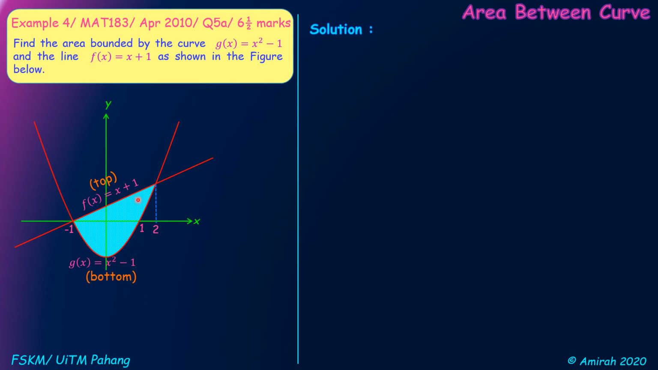So from the shaded region here, it is clear that f(x) is the top function and g(x) is the bottom function for the shaded region only. Then we can find the area of the shaded region here. In the previous slide, we discussed that you need to find the area using dx. So area equals the integration from lower limit x equals -1 to upper limit x equals +2.